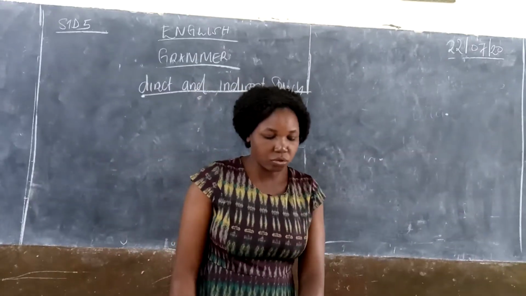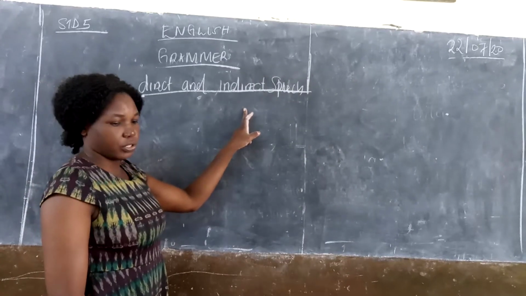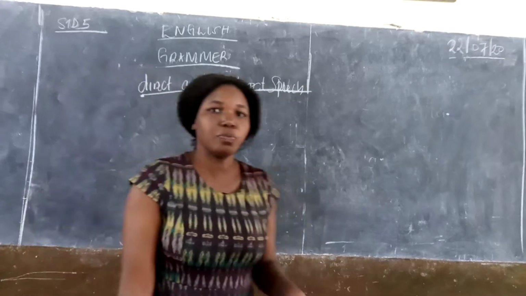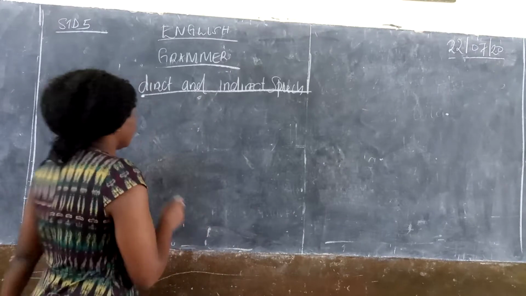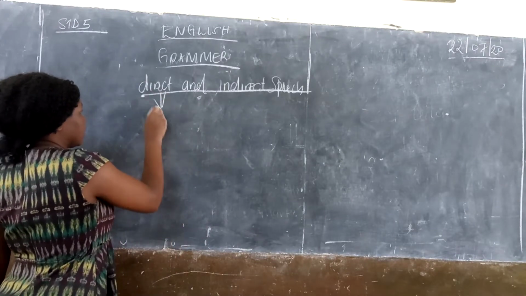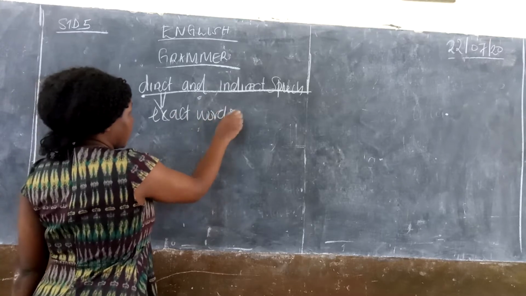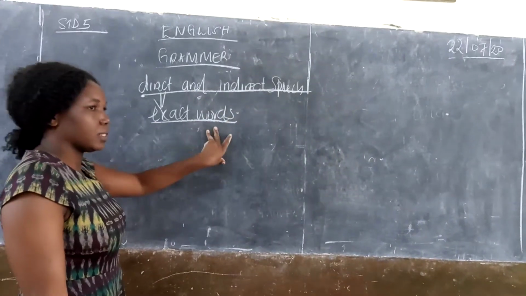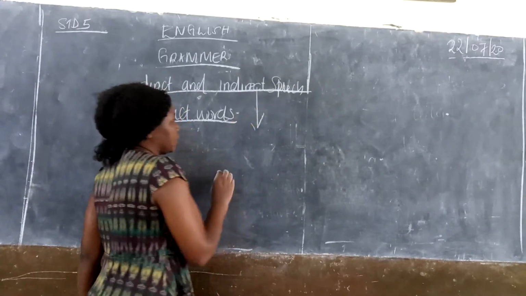We are going to go through direct and indirect speech. Direct, I said last time, direct speech, we are all talking about exact words that somebody said. Exact words that were said by someone. This is direct speech. Now, indirect speech.